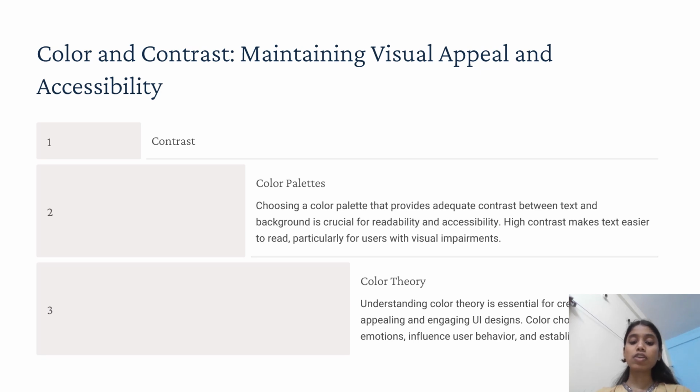Color theory. Understanding color theory is essential for creating appealing and engaging UI designs. Color choices and emotions influence user behavior and shape the user experience. Like choosing a blue color for hospital websites and a yellow color for a cafeteria or food restaurants enhances the user experience. So that's what refers to color theory.